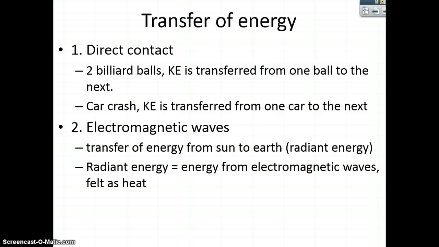kind of like the domino effect. Electromagnetic waves is the transfer of energy from the sun to the earth. It could also be called radiant energy. Radiant energy is energy from electromagnetic waves. It's felt as heat.